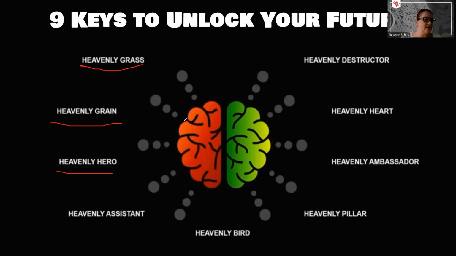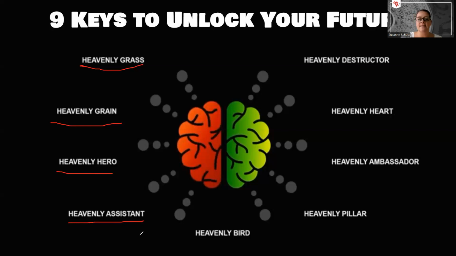Now, heavenly grain people, they also tend to like to play it safe. And they always seem to need something to stand up for. So they like to have a cause to stand up for, or a person to stand up for. So they're really, really good when it comes to, let's say, charity work, for example. If that's a cause that they support, they're very, very good. They're great supporters.